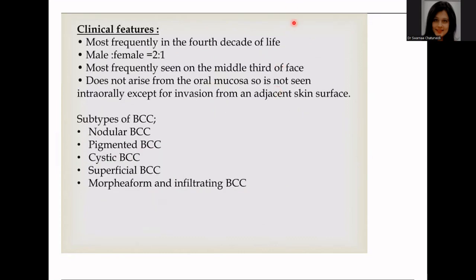If we look at the clinical picture, most frequently they are seen in the fourth decade of life, and they have a male predilection of 2:1, double that of females. It is most frequently seen on the middle third of the face, and it does not arise from the oral mucosa. Rather, it is an invasion from the adjacent skin surface towards the intraoral site. The subtypes of BCC include nodular, pigmented, cystic, superficial, micronodular, and morphiform.